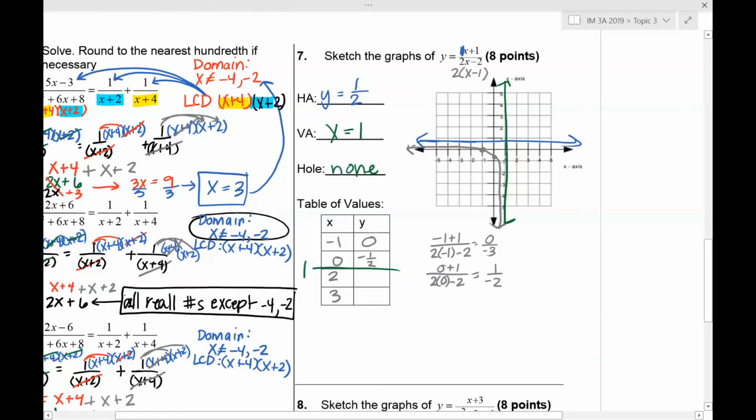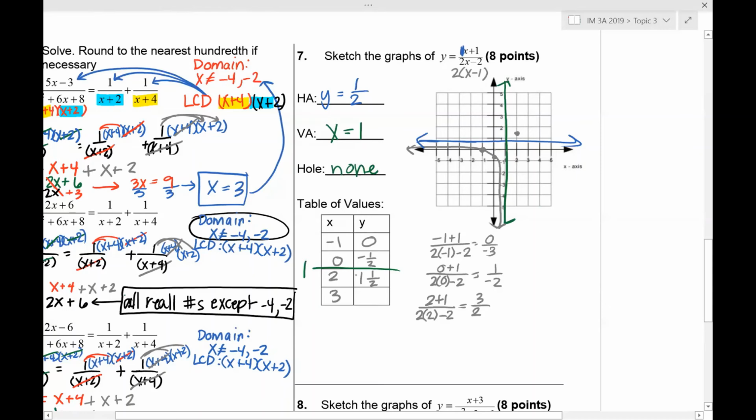Next, I want to plug 2 into the original equation. So I've got (2 + 1) over (2 times 2 minus 2). So that's 3 over 4 minus 2. So that's about 1.5 for my y value. So 2 and then 1.5 is up here.